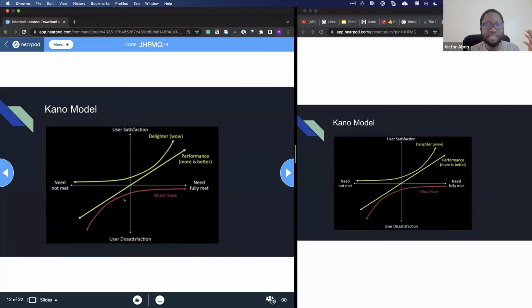More is better. And so the more of it that you give, the more user satisfaction you have, and the less you give, the less user satisfaction.